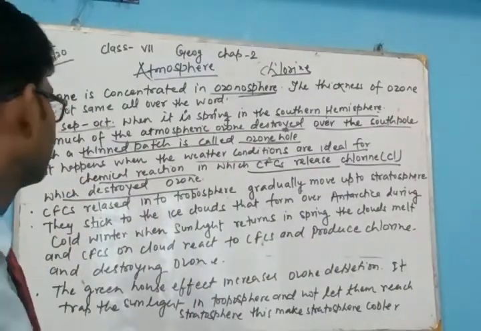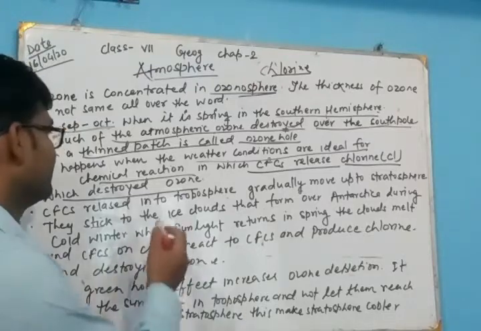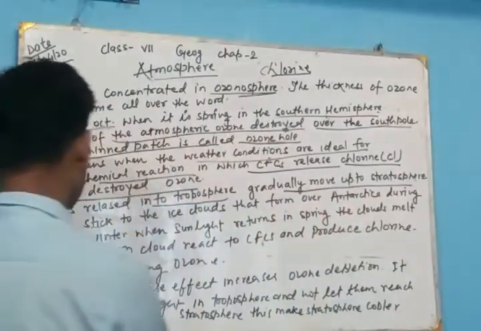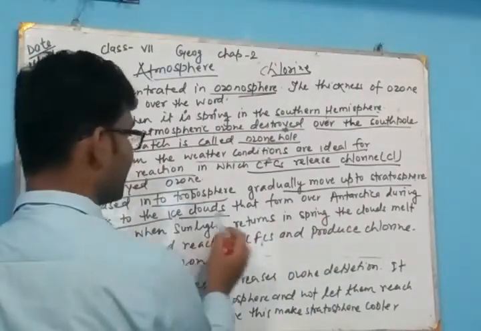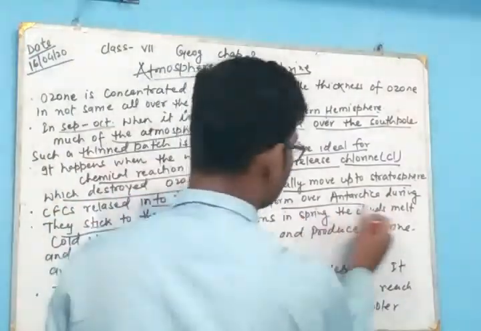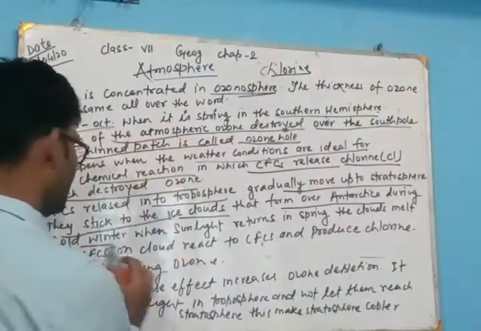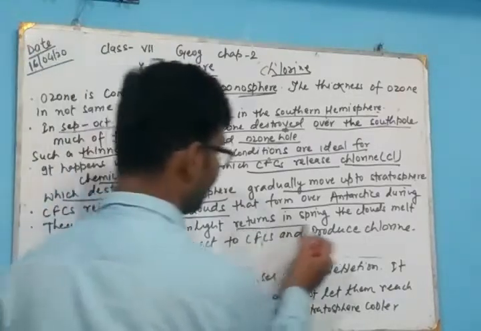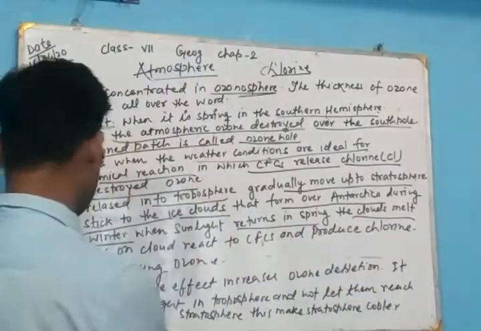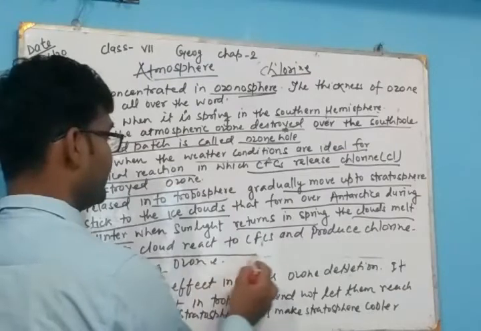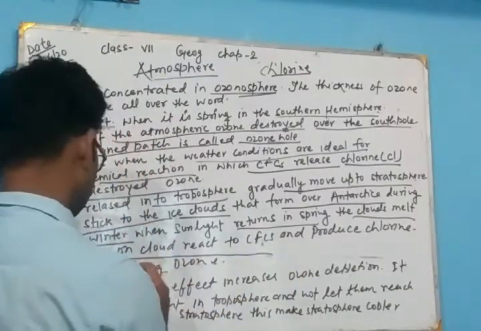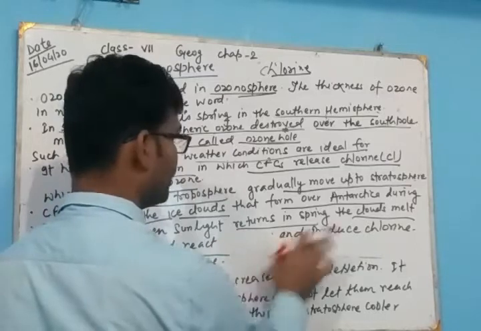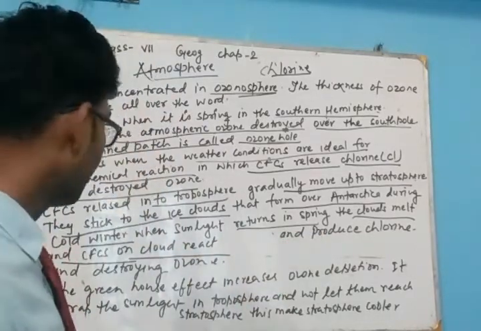We have discussed that CFCs released into the troposphere gradually move up to the stratosphere. They stick to ice clouds that form over the Antarctica during the cold winter. When the sunlight returns in the spring, the clouds melt and the CFCs in the cloud react and produce chlorine. Okay.